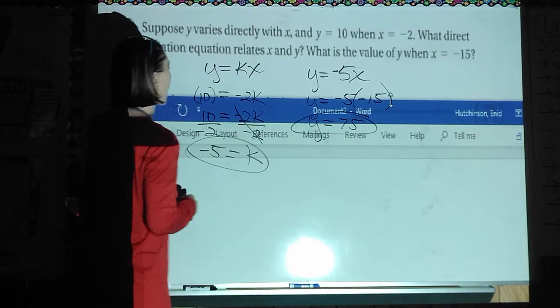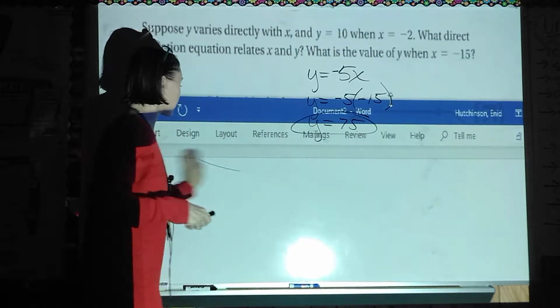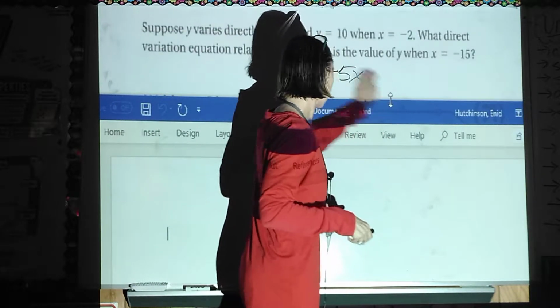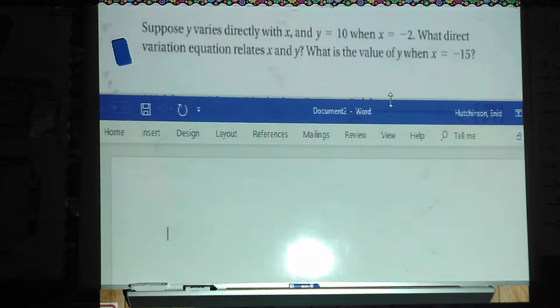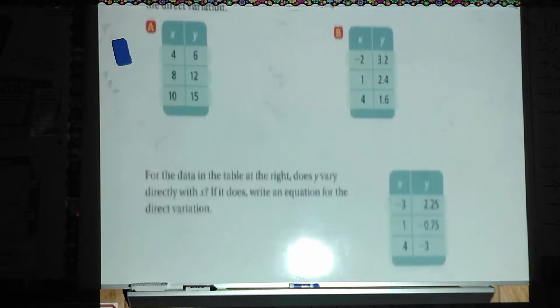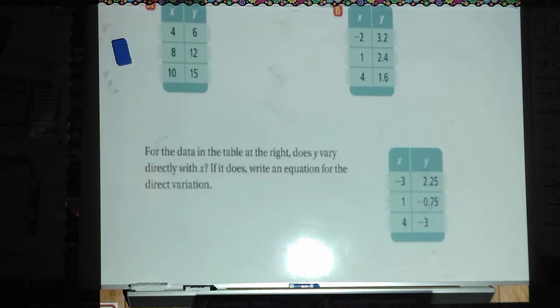Okay, moving on. So you're going to have questions like that in your assignment and on the EOC. Direct variation is very popular on the EOC. But we have to be able to look at it in different ways. So let's take a look at it on a table. Okay, let's take a look at it here.